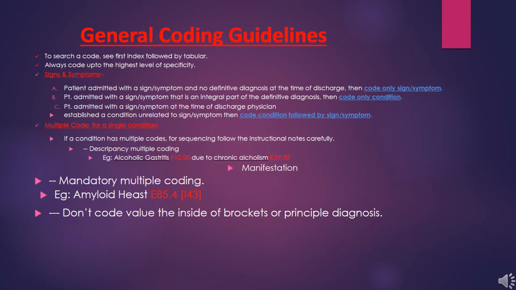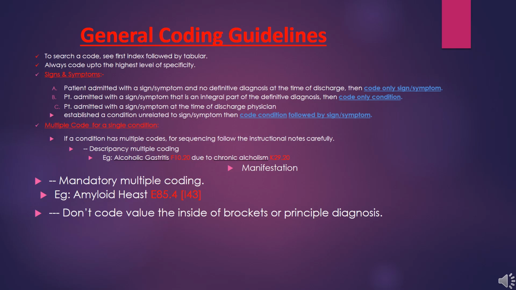General coding guidelines. To search for a code, see the index first, followed by the tabular. Always code up to the highest level of specificity. Signs or symptoms: if a patient is admitted with a sign or symptom and no definitive diagnosis at the time of discharge, then code only the sign or symptom. If admitted with a sign or symptom that is an integral part of the definitive diagnosis, then code only the condition.